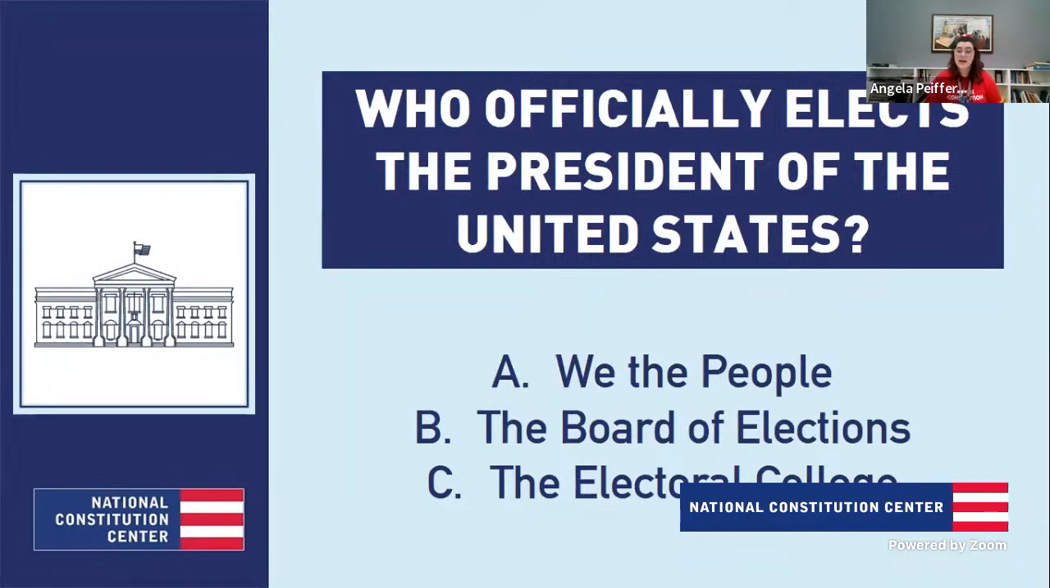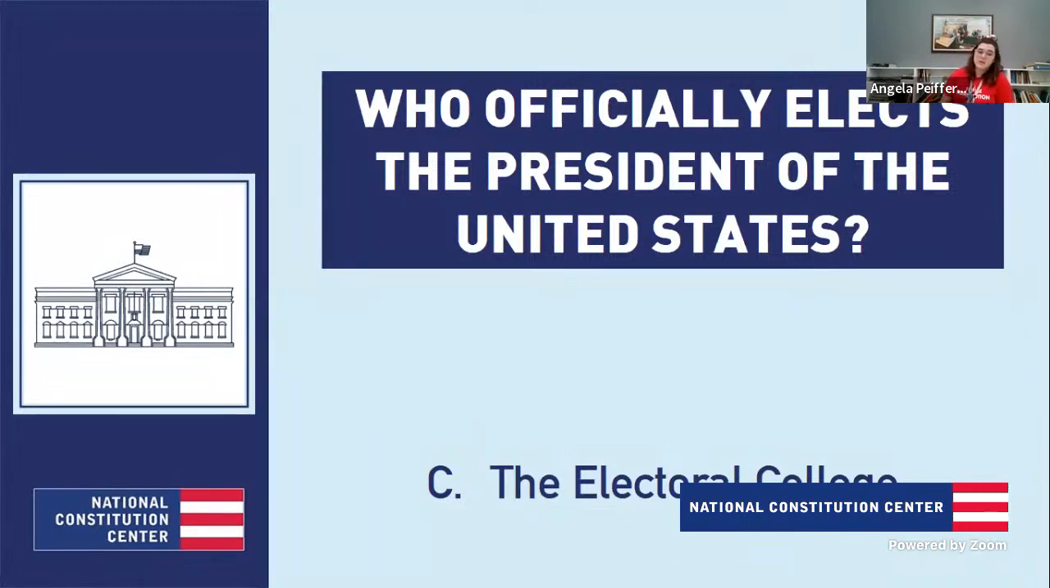All right, this one is actually going to be C, the Electoral College. Yes, we the people, of course, cast our ballots for the president in the popular election, and then that is how electors are chosen in the Electoral College, which is who officially certifies the election of the president.